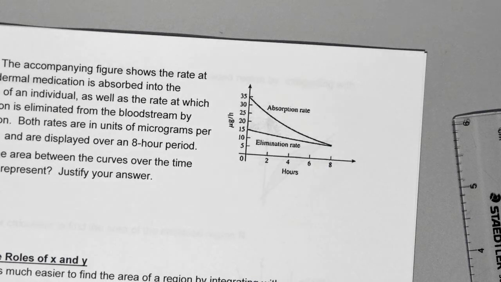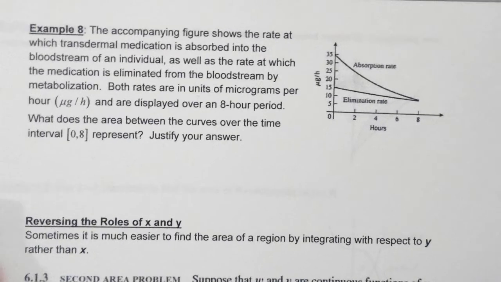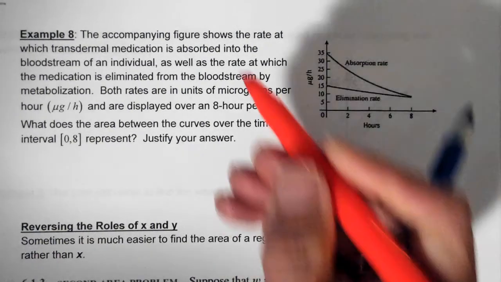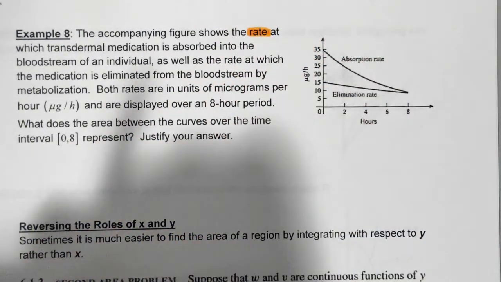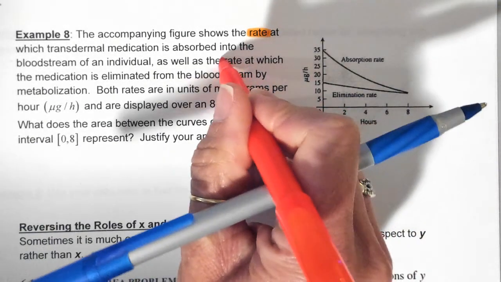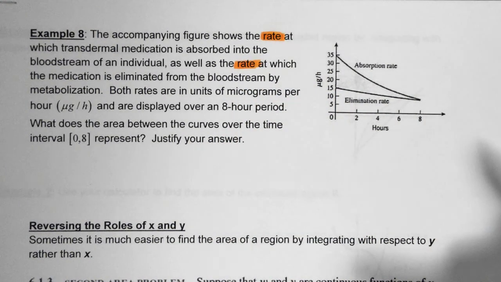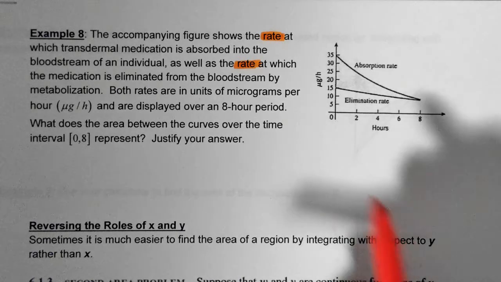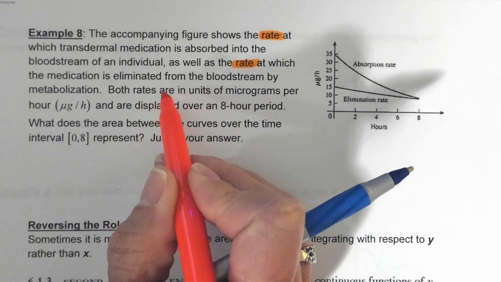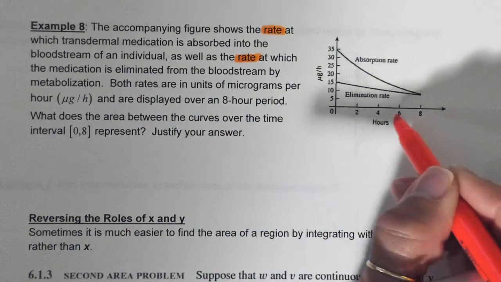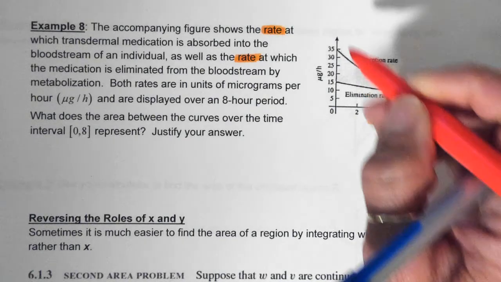Okay, so here we have a graph that says the accompanying figure shows the rate at which the transdermal medication is absorbed into the bloodstream of an individual, as well as the rate at which this medication is eliminated from the bloodstream. So what is that telling you about the two graphs? What are they? They're derivatives because this is a rate. So both rates are in units of micrograms per hour and are displayed over this 8-hour period of time. Okay, and then this is micrograms.